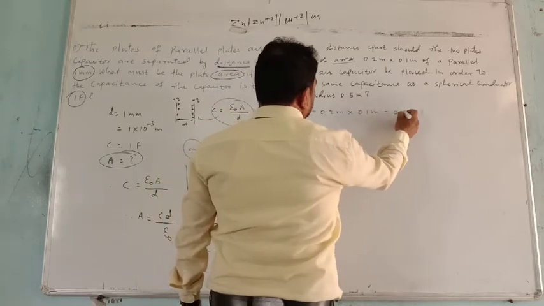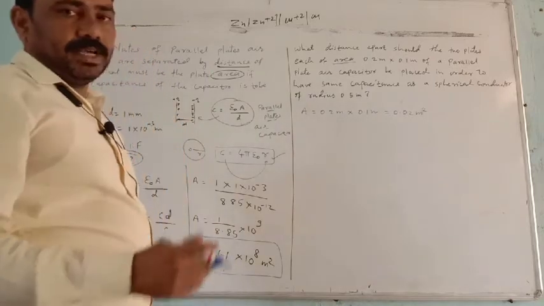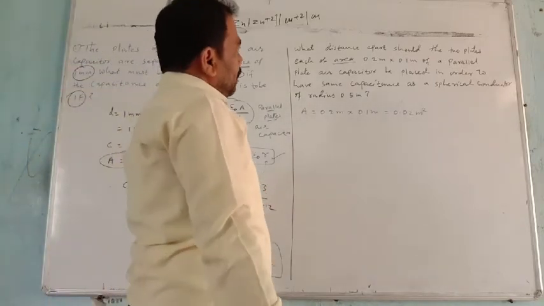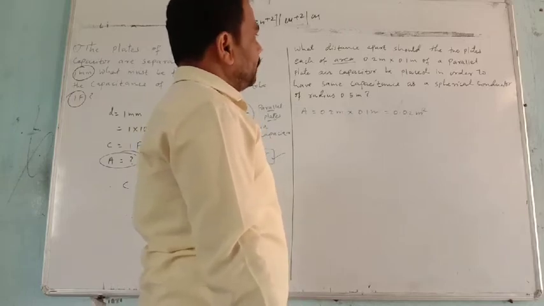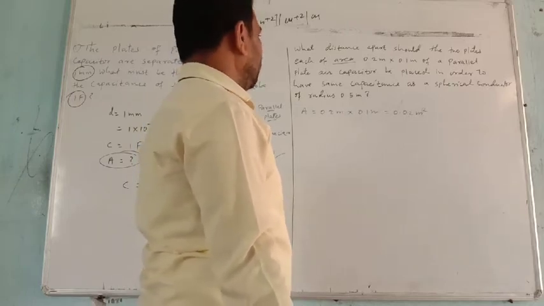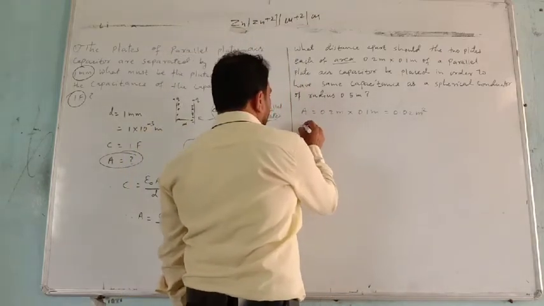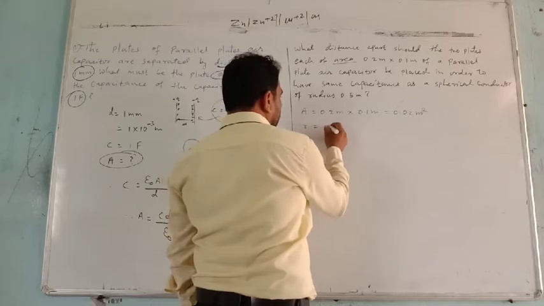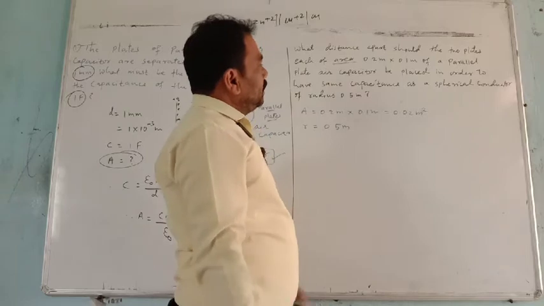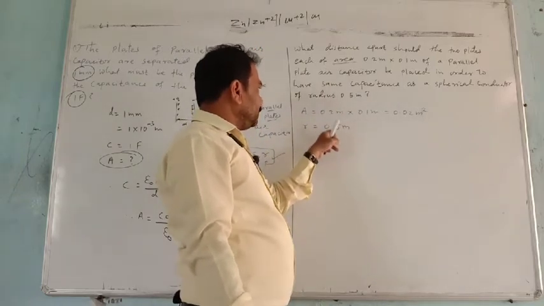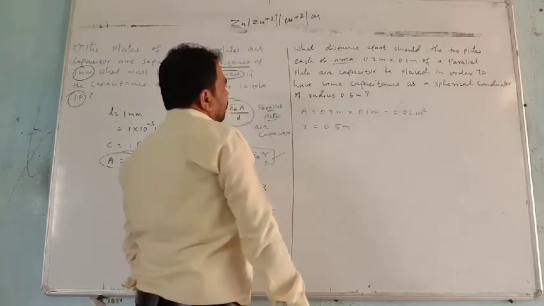So we get 0.02 meter square. That is the area of the parallel plate air capacitor. It should have the same capacitance as a spherical conductor, which is given to us, and it has a radius of 0.5 meter. So listen carefully, these two things are given to us: one is area, another is radius.